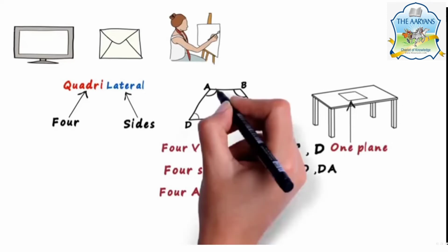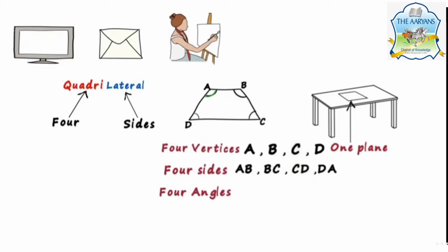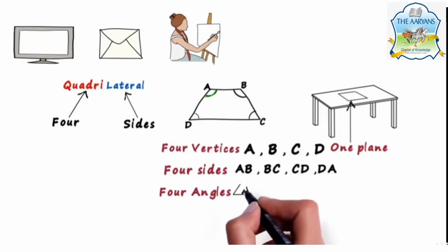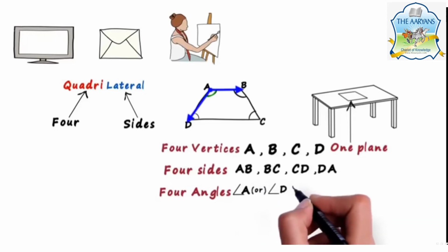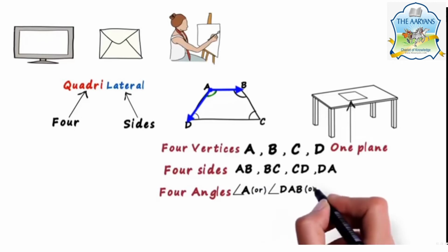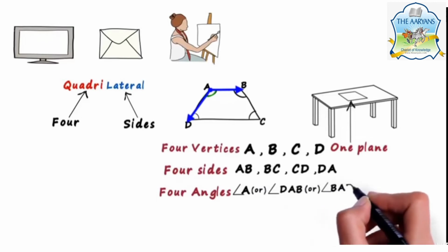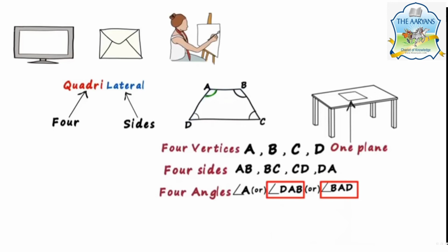But how do we name the angles? How can we name this green angle? Angle A. We just name the angle based on the vertex at which it is formed, or we can name it as angle DAB or angle BAD.